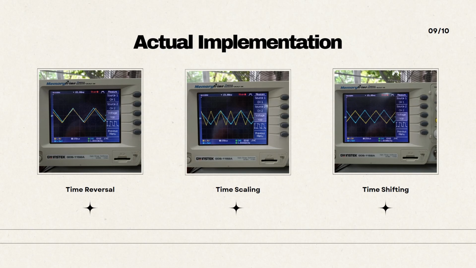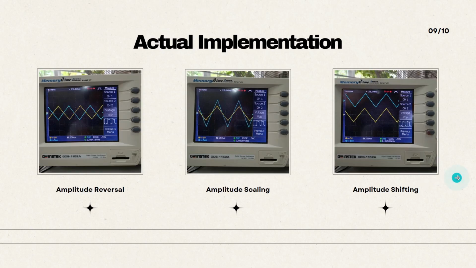In the center, we see time scaling. The waveform is compressed, meaning it oscillates faster than the original. This can be done using a function generator with variable frequency control. And on the right, we have time shifting. The waveform is moved horizontally along the time axis, either delayed or advanced, which is useful for synchronization in signal systems. Now moving on to the amplitude transformations.